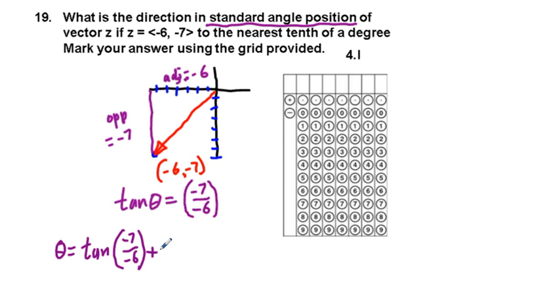plus 180 degrees. Now you got to be careful in this question, because you could be given a coordinate pair in either quadrants 2, 3, or 4, possibly, and for that you'd have to know whether to add 180 or 360. In quadrants 2 and 3 you add 180, in quadrant 4 you add 360 degrees.